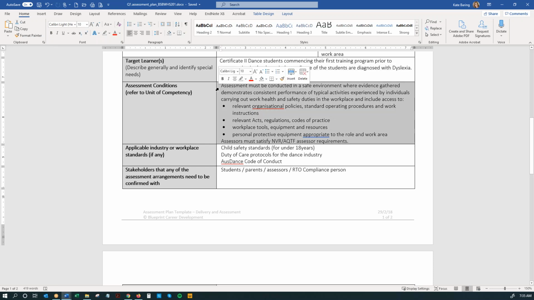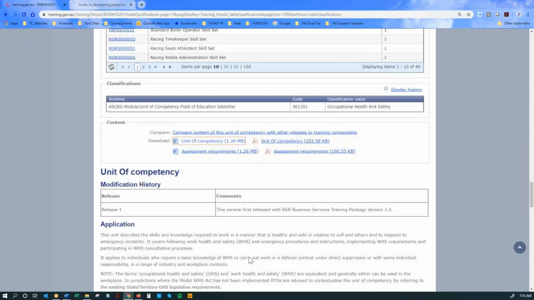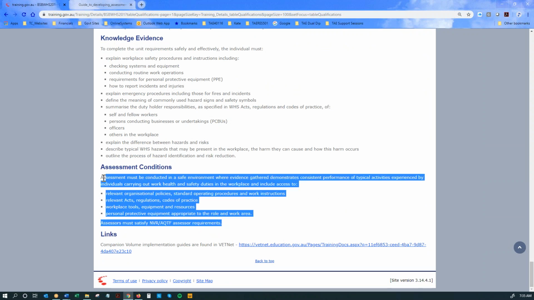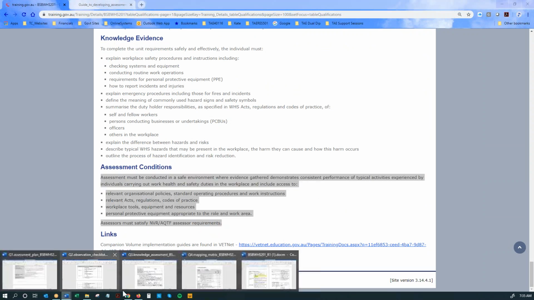Then we've got our assessment conditions. All we've done to populate this box is go to the very bottom of our unit of competency and cut and paste in that whole section there.